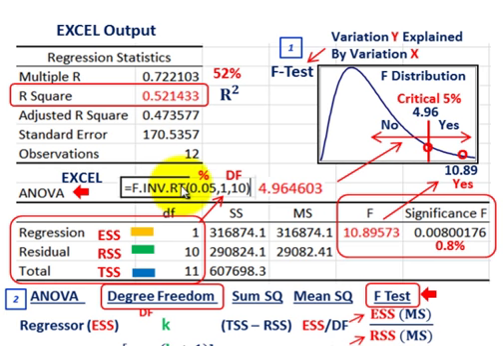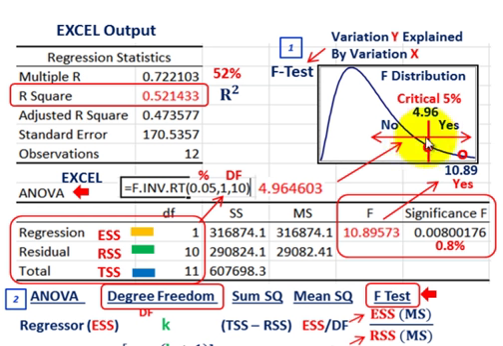F.INV.RT, right tail, and then we would put in the percent that we're looking at. In this case, it's a 5% factor, 95% confidence. And then we have two different degrees of freedom. The first degree would be for our explained sum of squares; in this case, it's 1. And then the next one would be for the residual sums of squares, and that here is 10. Okay, so put those numbers in, hit enter, and you're going to get a critical value of 4.964603.